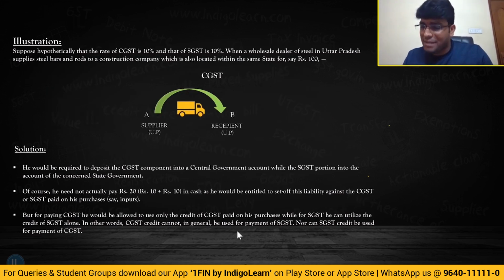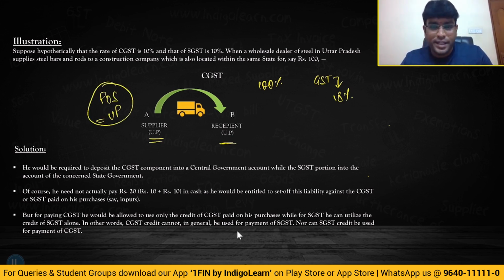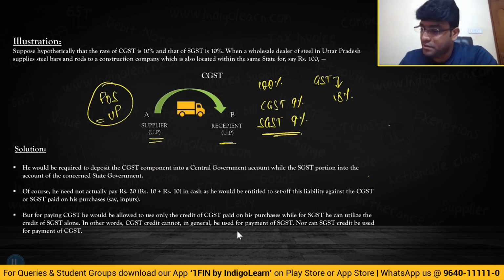Next. Small example. Already you can understand this very clearly. So the goods are supplied, let's say 100 rupees is the value of supply, and let's say GST is 18%. Supplier is in UP, recipient also in UP, assuming that place of supply is also UP. What is place of supply, we'll talk in detail separately. We will charge something called CGST 9%, SGST 9%. That's how we charge and pay to the government. And let me tell you, the CGST component will go to the central government, the SGST component will go to the state government. That's it. Come on.